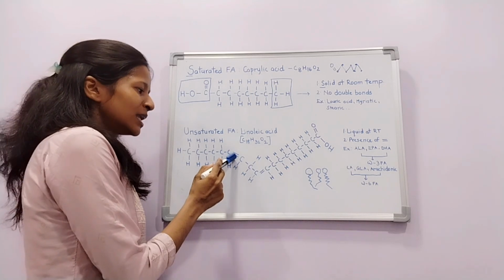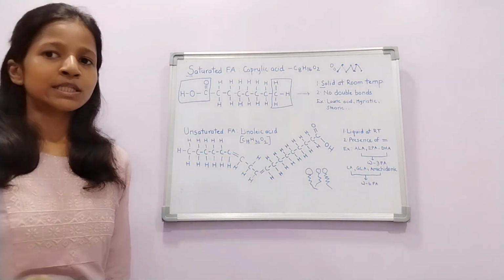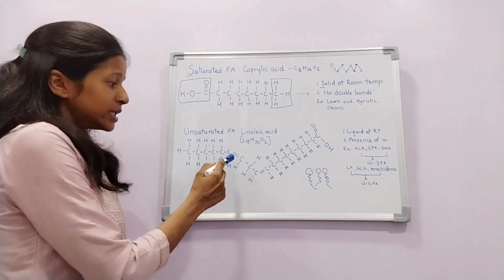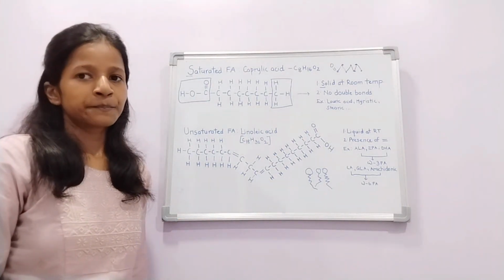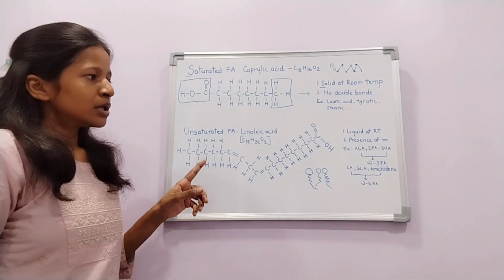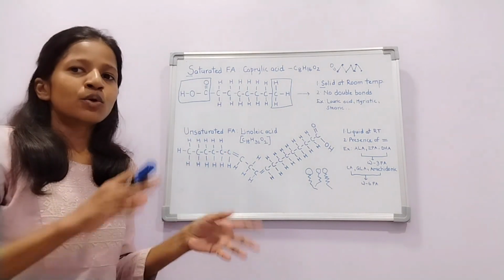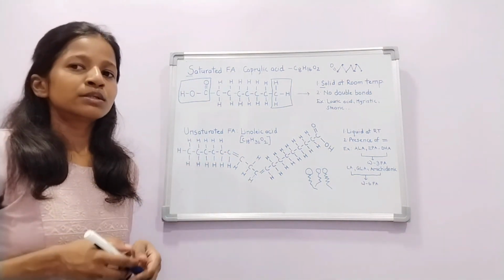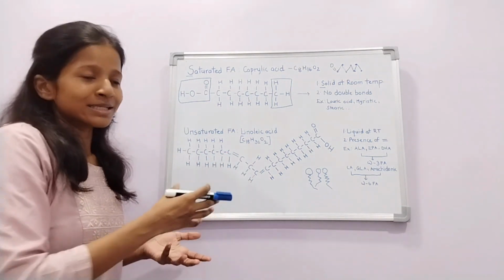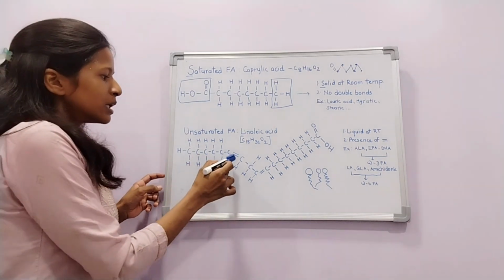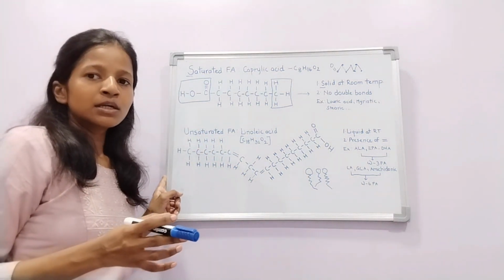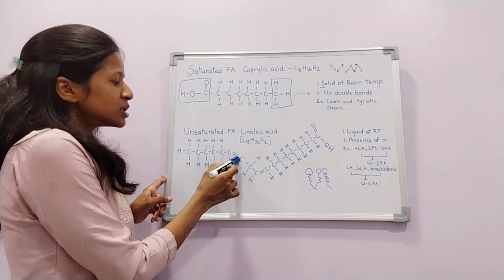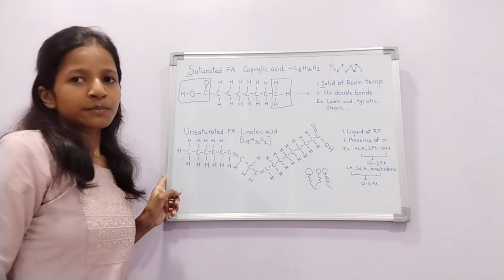Now when there is only one double bond, it's a monounsaturated fatty acid. When there is more than one double bond, it is a polyunsaturated fatty acid. Now there are also something called omega-3, 6 and 9. Where they come into the picture is that omega-3, 6 and 9, these numberings are given based on the position of the first double bond.